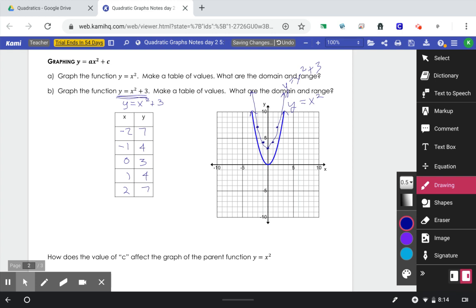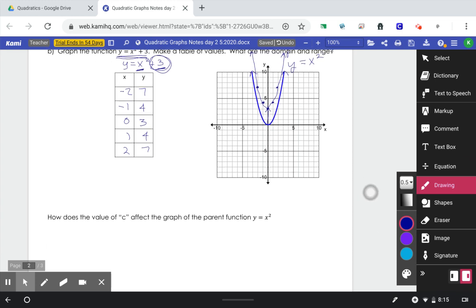Okay, what you're going to notice is the curve is going up at the same rate, or the curve looks the same. The only thing that's different is now it is shifted up 3 units. Because remember what I said yesterday, the C value is where it intersects the y-axis. So we are taking that parent function and just shifting it up 3 units, because we're going to start where y equals 3 versus starting where y equals 0.